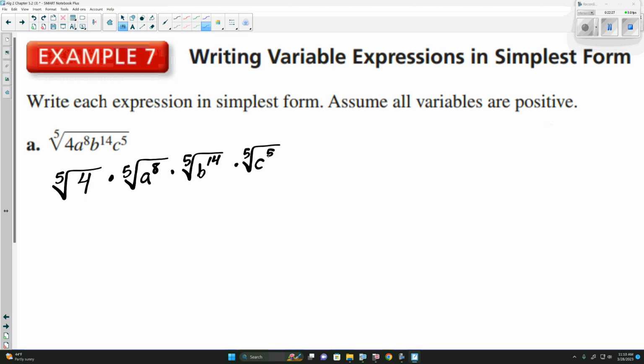Split them into the different parts. So we'll have the 5th root of 4, the 5th root of a to the 8th, the 5th root of b to the 14th, and the 5th root of c to the 5th.